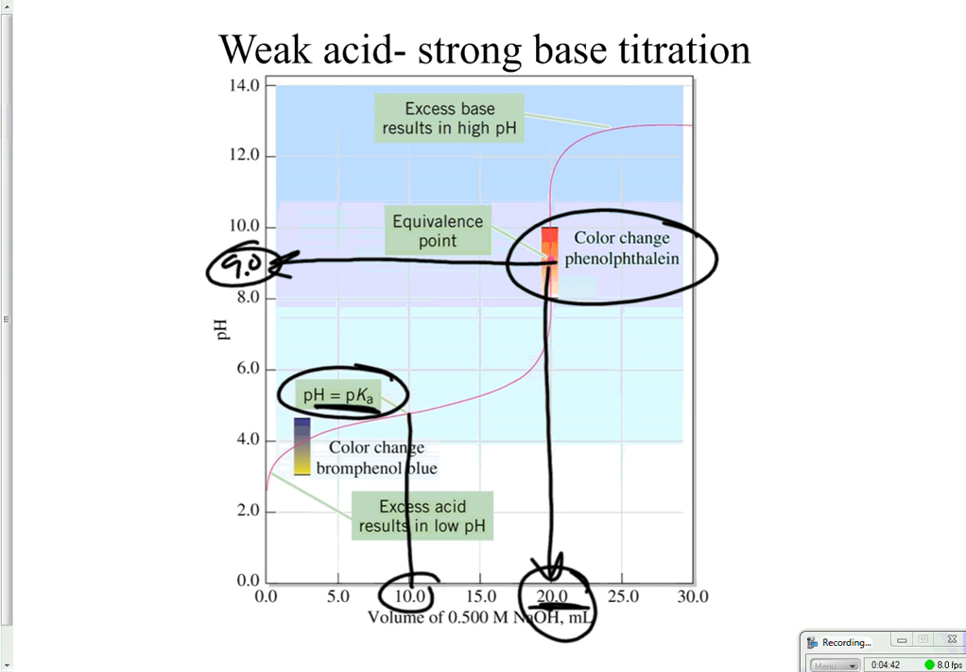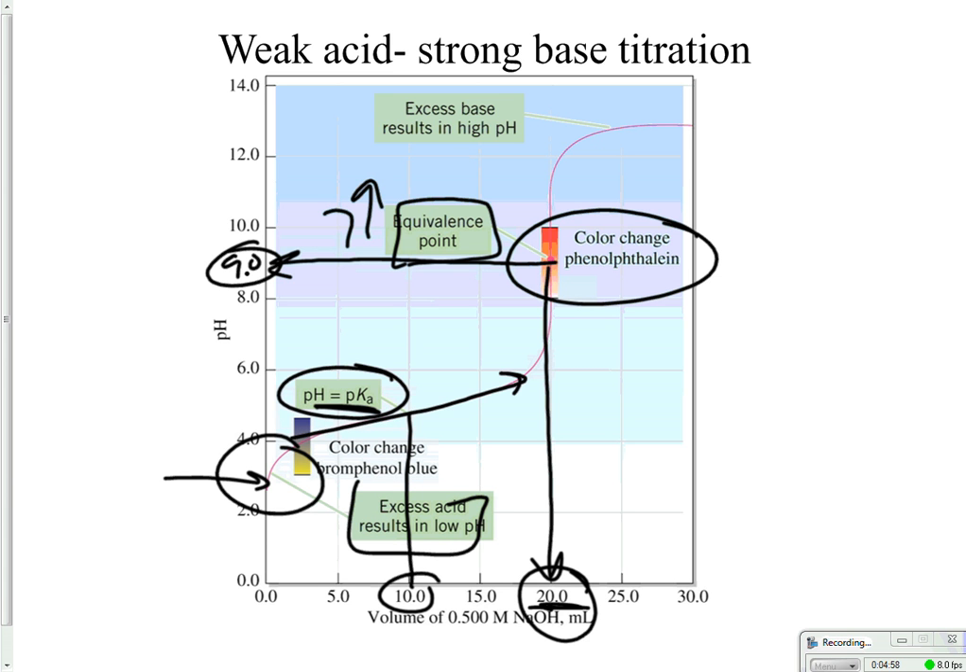Two key things allow me to identify this as a weak acid titration. First, the equivalence point is above 7. Second, look at where my starting value is. I have a pH that's going to be above 2.0, and it's a gradual slope up this way, which identifies it as a weak acid titration.